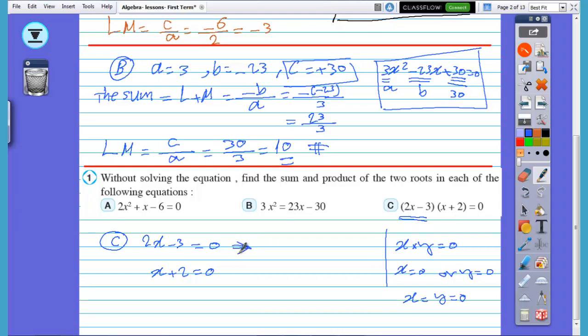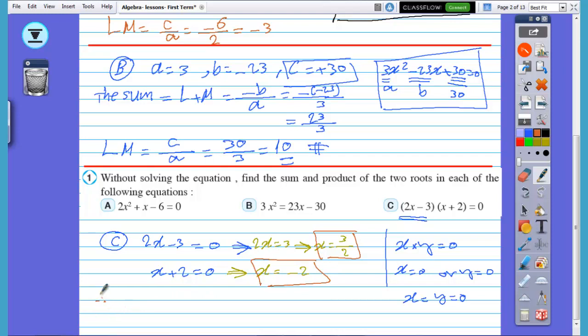This implies, when 2x minus 3 equals 0, it means 2x equals 3 and then x equals 3/2, dividing both sides by 2. And here we have x plus 2 equals 0, it means x equals -2. So the first root is 3/2 and the second root is -2.